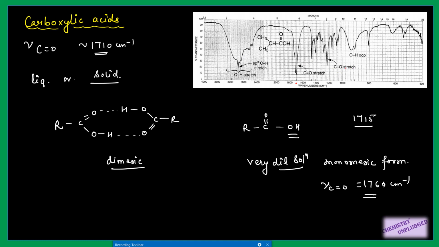We also have here a CO stretch which is close to 1200 centimeter inverse, right? We have seen in the previous video that the CO stretch can be close to 1300, and it can be in between 1300 and 1000 centimeter inverse, right? So looking at all these things, you can say that it can be your carboxylic acid, right? And for the confirmation of the organic compound we need other spectroscopic techniques also.